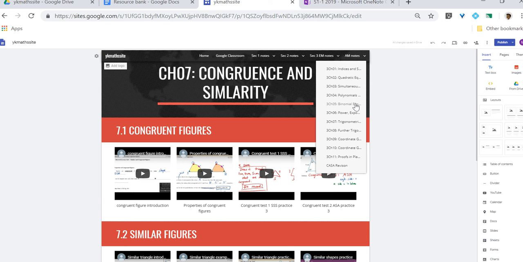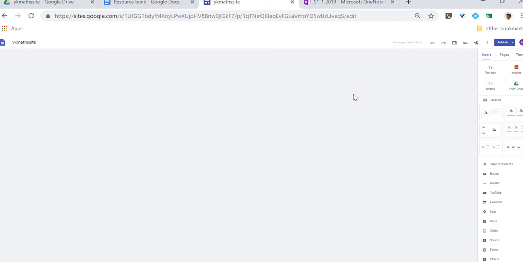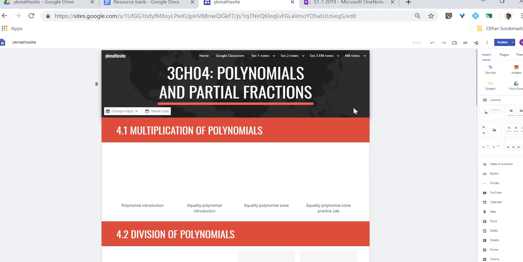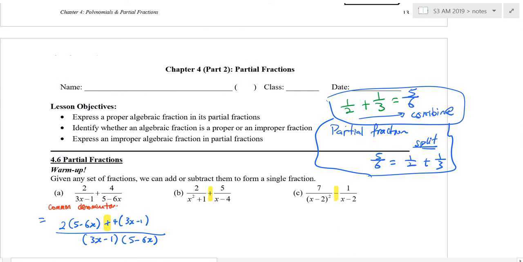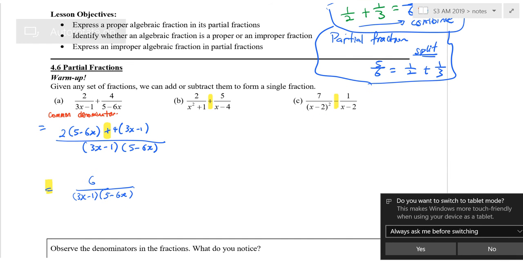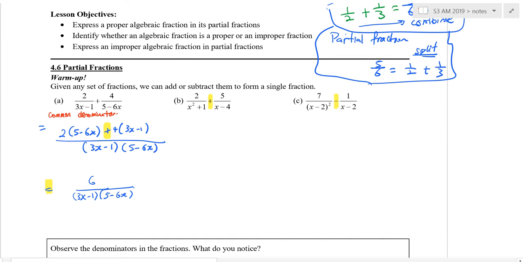Right, so this is chapter 4.6, the last part under partial fraction. Let's go. Yesterday we did a warm-up, so I have all the answers here. The first one to tell us is Matthew. What is the answer for B?